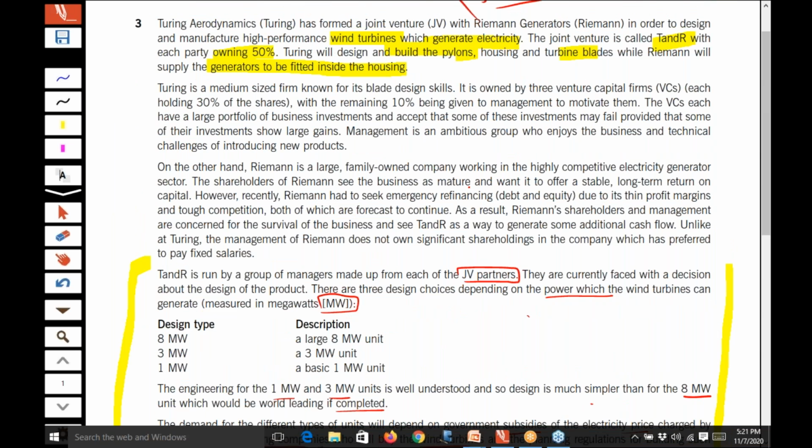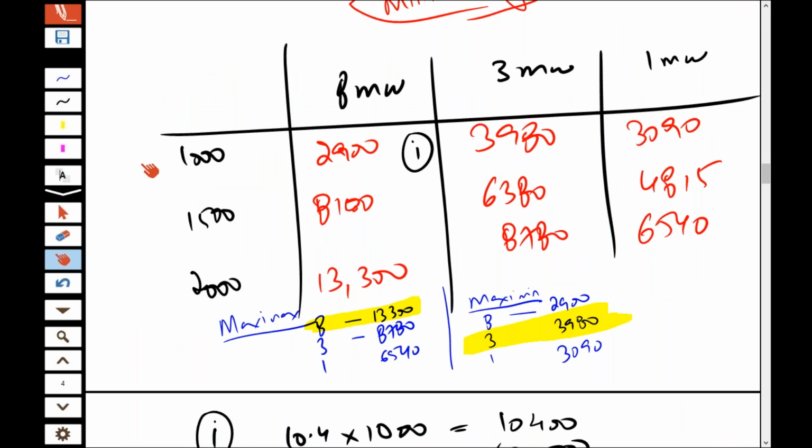We now need to actually give two answers. One answer is going to be with respect to the risk appetites. The other answer has to be with respect to the problems that you may face while having a joint venture. So now let's just discuss it.